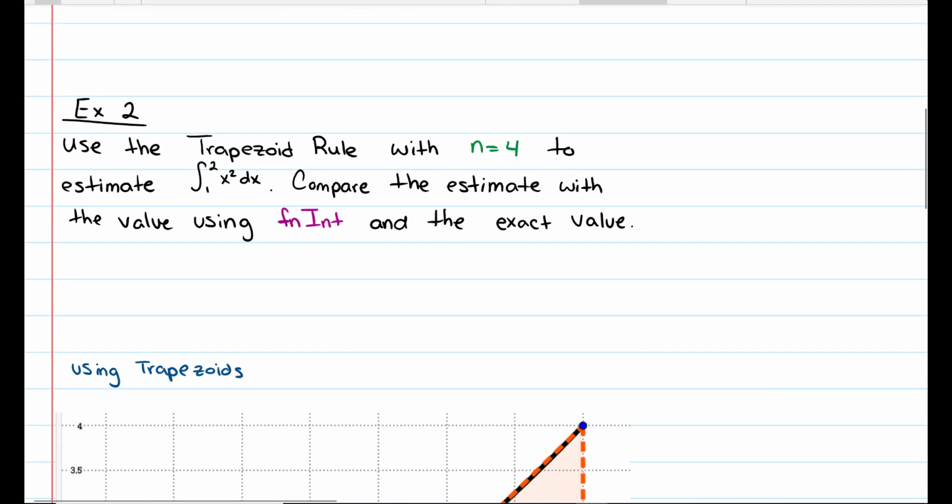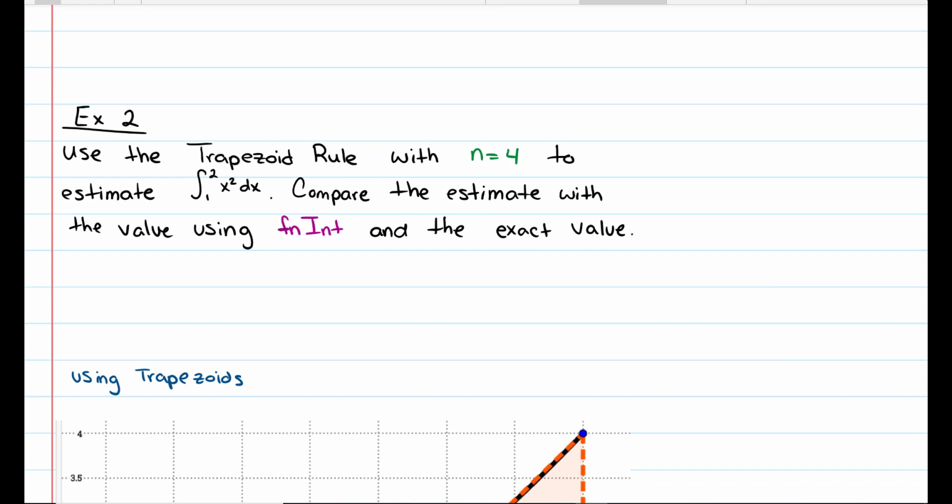So in example 2, we're going to use the trapezoid rule with n equal to 4 to estimate the integral from 1 to 2 of x squared dx. And then we're going to compare the estimate with the value using finite integral on a calculator, as well as determining the exact value just by integrating.